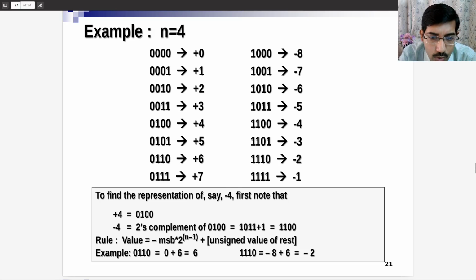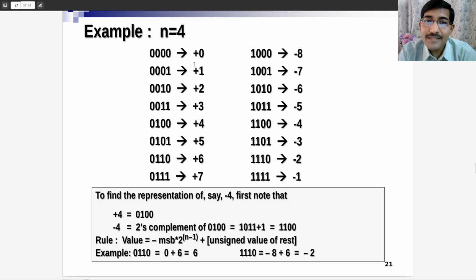Plus 4 is 0, 1, 0, 0. Minus 4 is the 2's complement of 0, 1, 0, 0, whose 1's complement becomes 1, 0, 1, 1, plus 1. So then it becomes 1, 1, 0, 0. How does it help to solve the two different representations for 0? Because now your 0 is all zeros, which I want to keep. What will your minus 0 be now? The 1's complement would have given you all ones, plus 1, which again becomes all 0 because your size to represent is this much. So if minus 0 becomes all ones plus 1, it will overflow the leftmost 1 out of it.